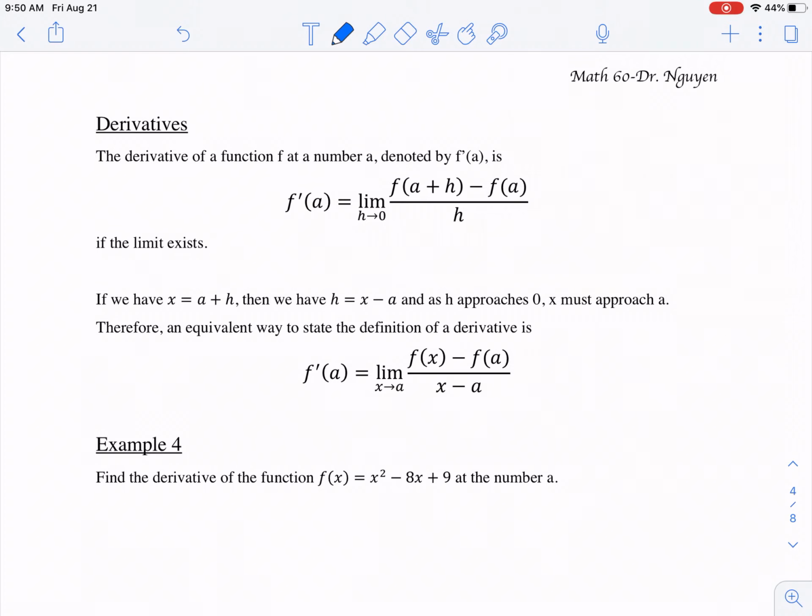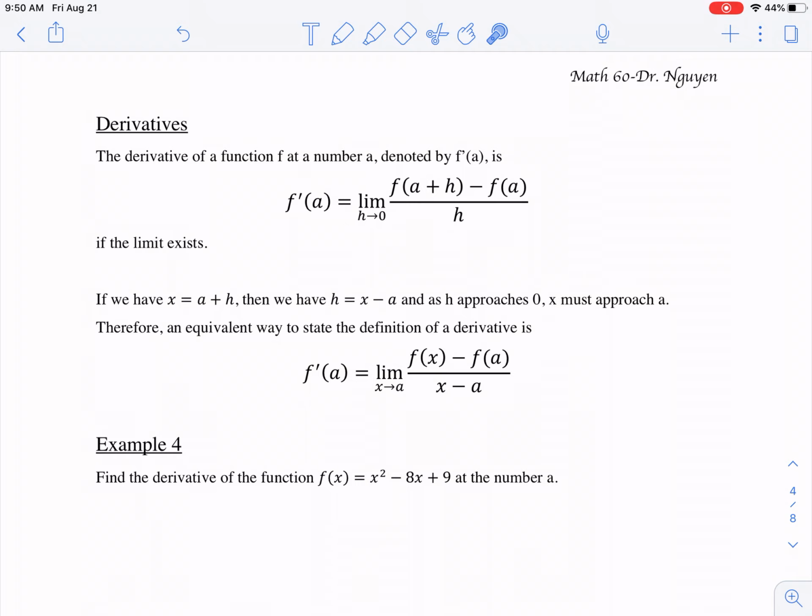Finally, let's define the derivative. The derivative of a function f at number a, and that's the notation, f prime of a. That's how we define f prime of a, which is the limit. Make sure you memorize the definition, and remember earlier we have two expressions for the limit. One as h approaches 0, the other one x approaches a. So either way is good.